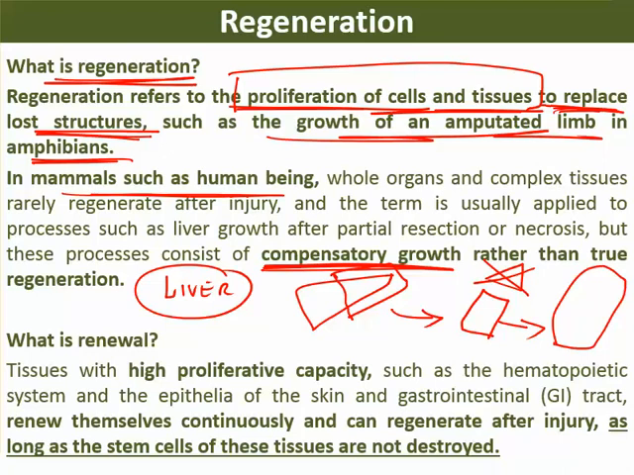Why is it happening? The principle here is liver can grow back, not in shape, in volume. It is called compensatory growth. It is not real regeneration. Regeneration means it completely comes back in shape, everything comes back. But here it is restoring its volume. It is compensatory growth.